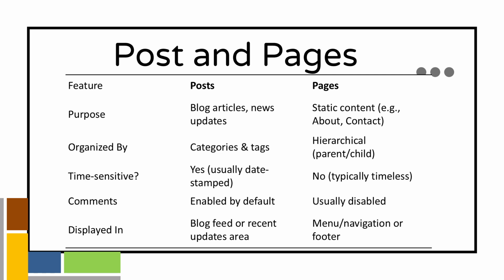Before we get hands-on, let's clarify what posts and pages are. Posts are used for blog-style entries. They're listed chronologically, can be categorized, and often invite comments. Pages are more static and timeless, perfect for information that rarely changes, like your about, services, or contact pages. Understanding this difference helps you build a well-structured site that's easy to navigate.